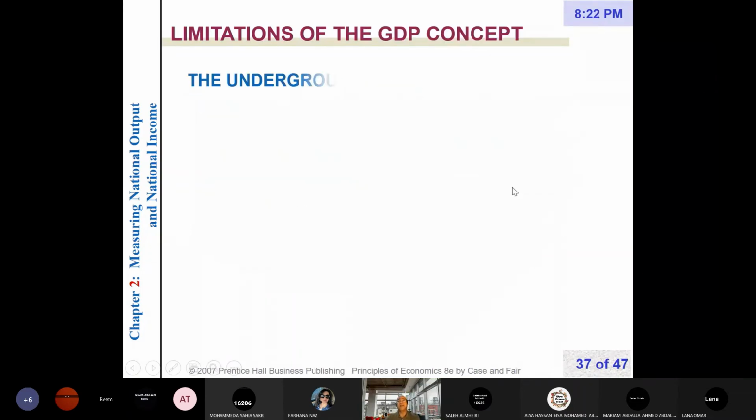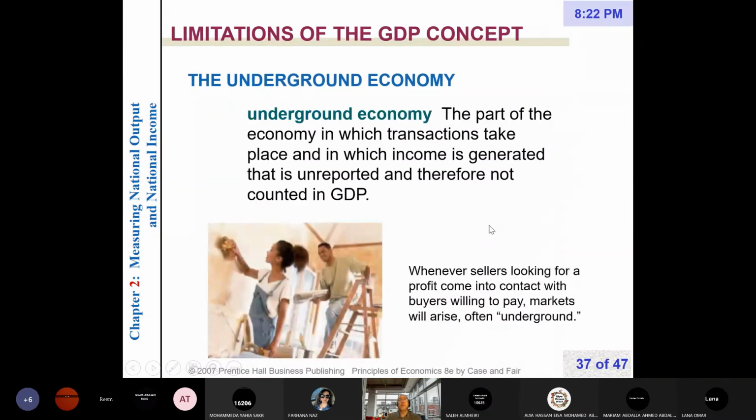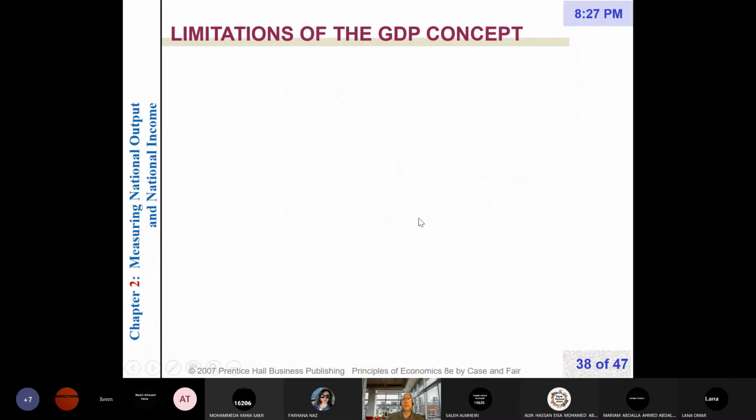Similarly, gross domestic product doesn't reflect the underground economy or black market. Assume I gave a tuition to Muhammad Yahya and he gave me 100 dirhams. I cannot record this because it is illegal, even though it is real production. The underground economy exists in most countries and it is real production, but it is not counted as part of gross domestic product.